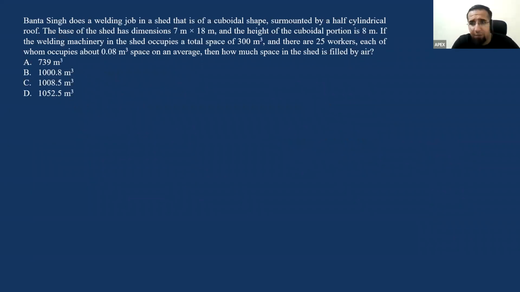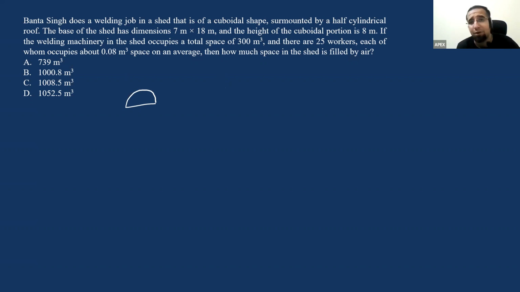Right now, again, it's a very beautiful question here, guys. This question says that Banta Singh does a welding job in a shed that is of a cuboidal shape. So the base is a cuboid, like a roof, and surmounted by a half cylinder, which means if you see the top is covered like this on a half cylindrical roof, so that the air goes out. Okay. Now, the base of the shed is of dimensions 7 into 18, that is length into width, is given to us. Okay. And the height is 8 meters.